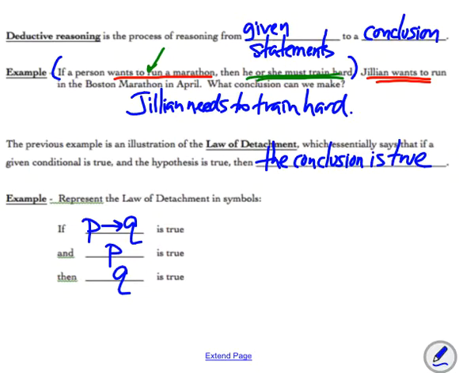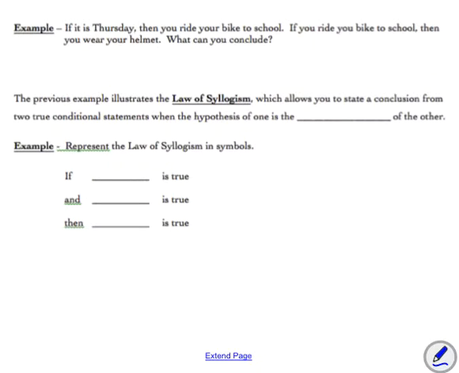All right, if you flip to the back, we'll try another page here. Okay, so here's our example. If it is Thursday, then you ride your bike to school. If you ride your bike to school, then you wear your helmet. What can you conclude? So take a second to think about this. Go ahead and hit the pause button and go ahead and write out an answer like you would if you were in class, and I'll wait.